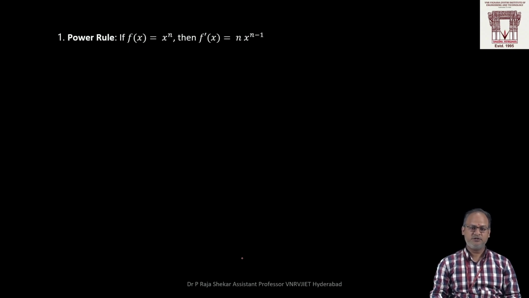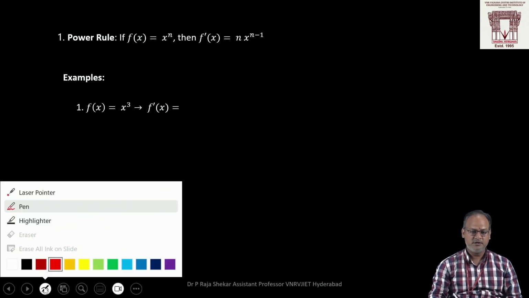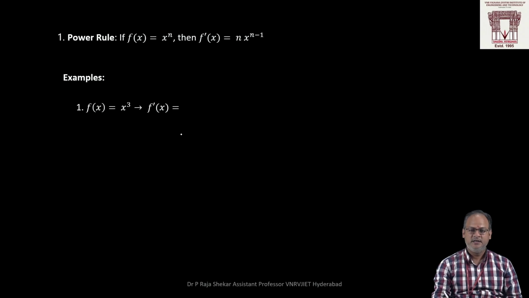The first one among them is the power rule. What is the power rule? Suppose the function is given in the form f of x equal to x to the power n, then the derivative of f of x is n into x to the power n minus 1. Suppose we have an example f of x is equal to x cube. Then the derivative of x cube is 3x square.